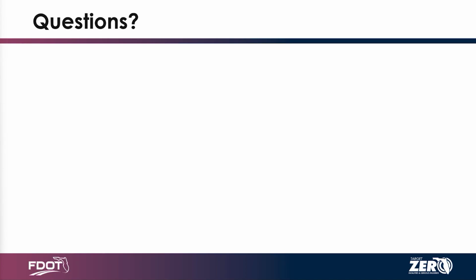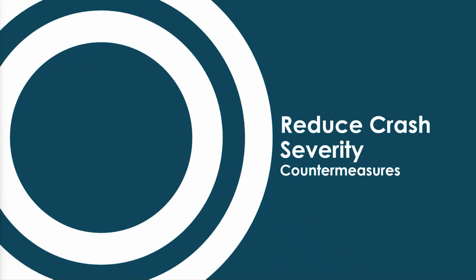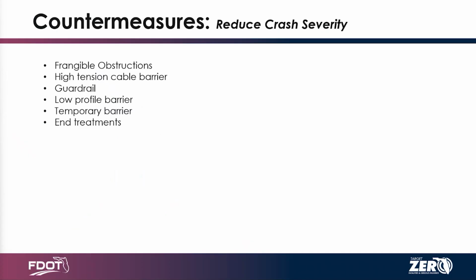All right. So let's move on to tier 3, and that is reducing crash severity and those countermeasures. We're going to talk about frangible obstructions. We're going to talk about different roadside barriers and median barriers, and then as well end treatments.